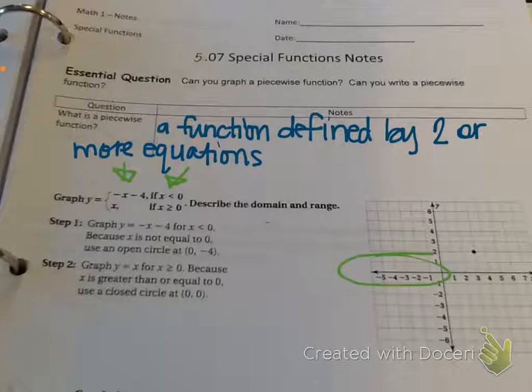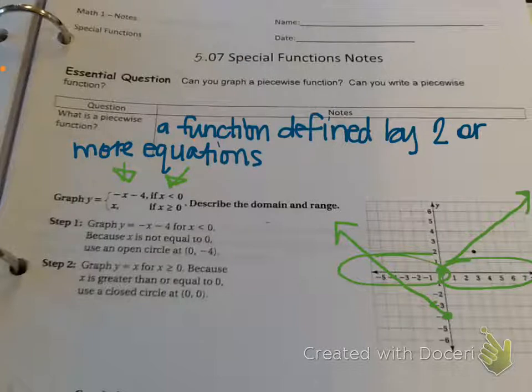So I'm going to graph negative 4 and then down, up one, left one to get my negative slope. And then I can also graph y equals x, but that's only when x is greater than 0. So I would start at 0 and go up 1 over 1. And there are my two lines.